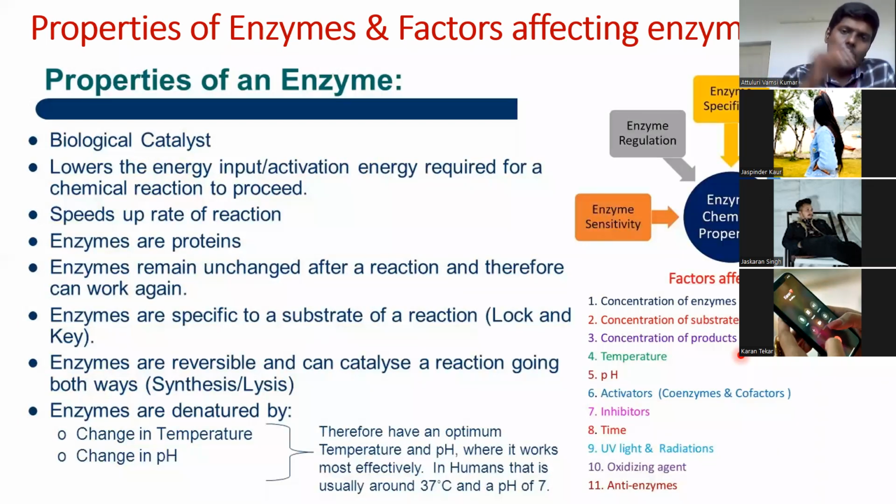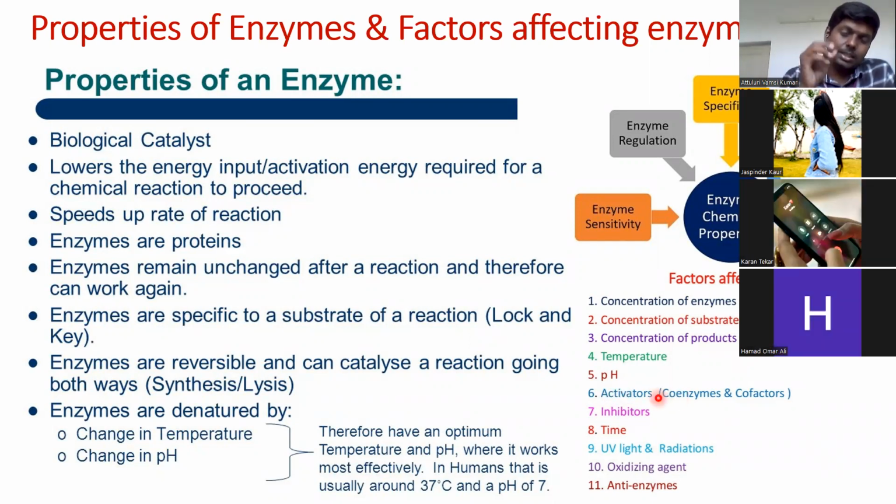Then pH. Every enzyme has its own specific pH range for its normal activity. Higher pH or lower pH may result in inhibition of enzymatic activity. So pH also plays a crucial role. Then activators. Sometimes along with the substrate, we can accelerate the enzymatic activity. Such things are called activators. They are also called coenzymes or cofactors. So coenzymes and cofactors will further facilitate the higher activity of the enzymes.